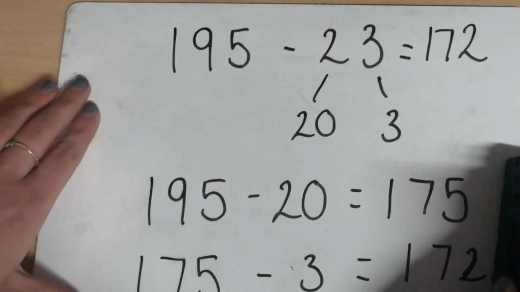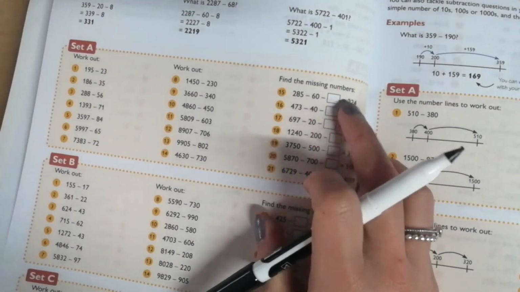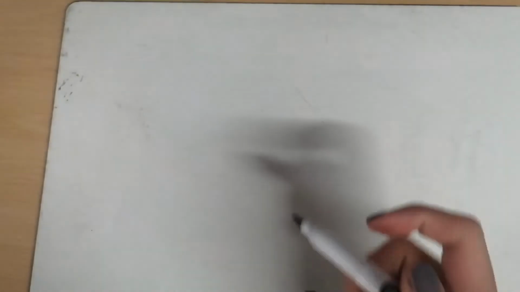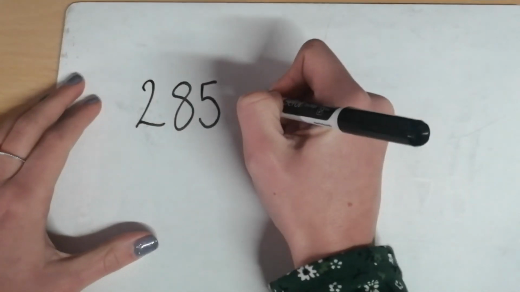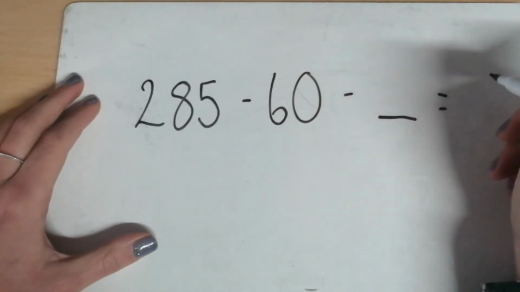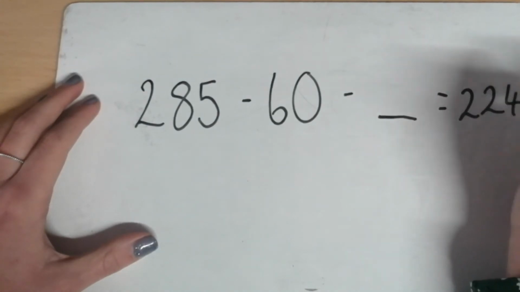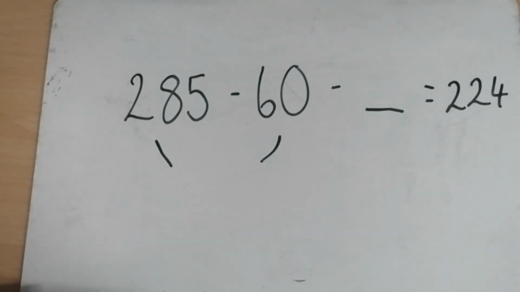I'm just going to show you section C because again it's a bit of a missing number problem. I know sometimes they're a little bit trickier. So if we just have a look, we've got 285 take away 60 minus something gives us 225. So let's break that down. Let me write that out first of all. So we've got 285 minus 60 take away something gives us 224. So let's break that down. Let's do this bit first. Let's do 285 take away 60.